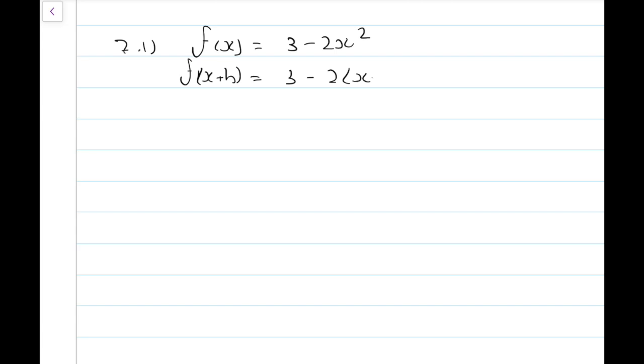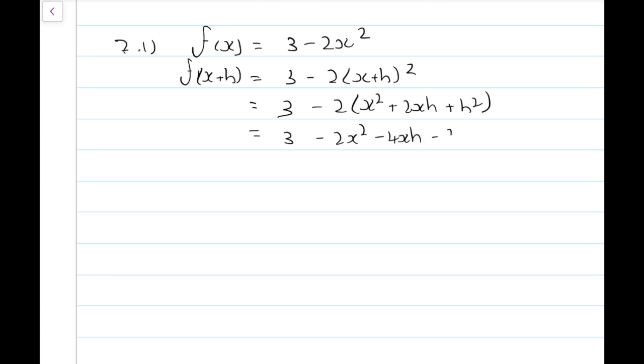they tell us that f of x is equal to 3 minus 2x squared. Now we've got to figure out what f of x plus h is first. So 3 minus 2(x plus h) squared. 3 minus 2 into x squared plus 2xh plus h squared. 3 minus 2x squared minus 4xh minus 2h squared.